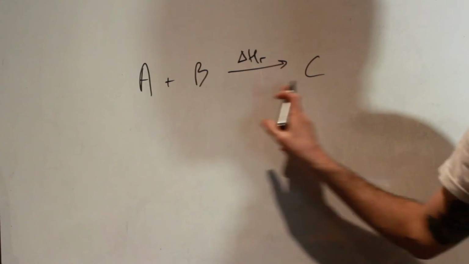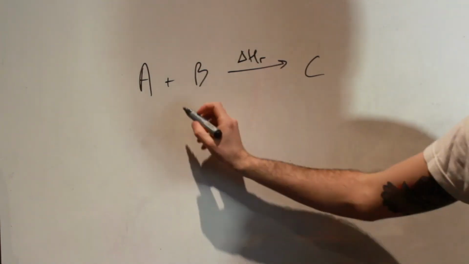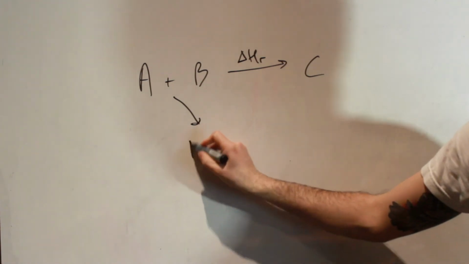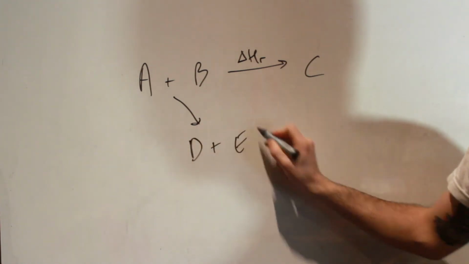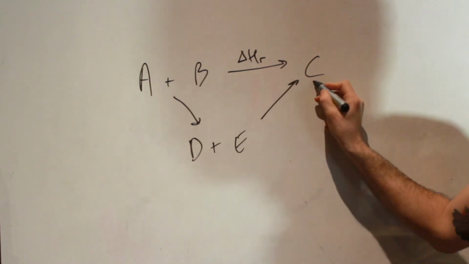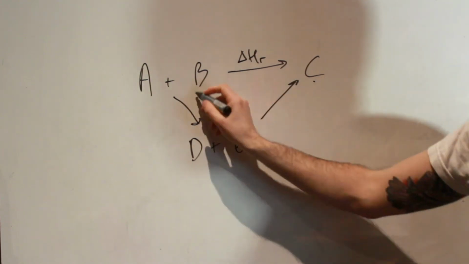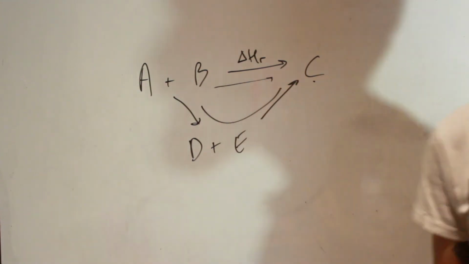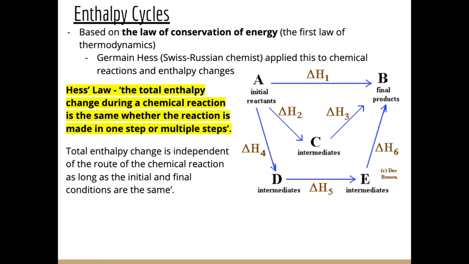So even though we might not be able to do this directly, we might know that A plus B can make two different things. Let's say D plus E. And from here we could react those to get to C. And what it's saying is that the energy to go this way would be the same as the energy to go that way. It's just doing it in multiple steps. And that's what we're stating over here.